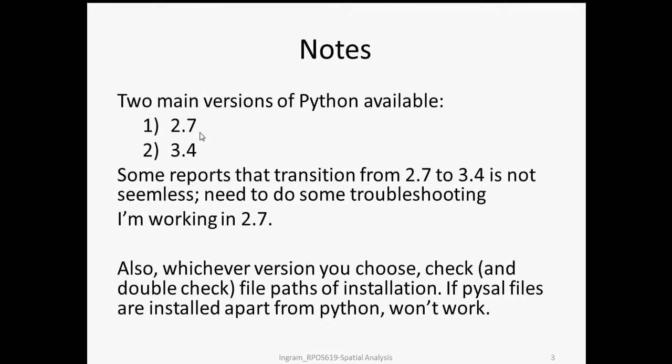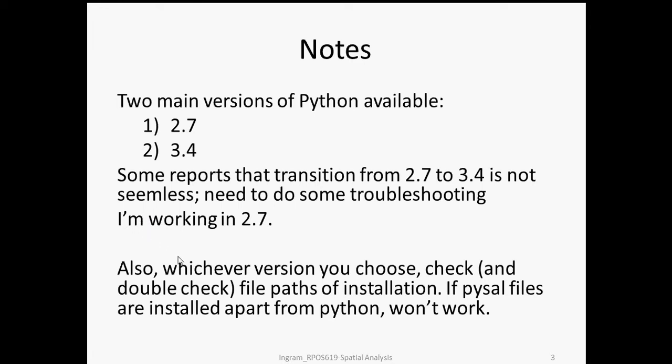So some of the scripts or commands or the coding that is developed in 2.7, I've heard some reports that they don't run seamlessly on version 3.4. 3.4 is where most people should probably be migrating over time. So if you can start there and get up and working on 3.4, then you're probably better off. I'm still working in 2.7, so you might find some of these examples where something that's working for me in 2.7 may not be working for you in 3.4, so just keep that in mind.